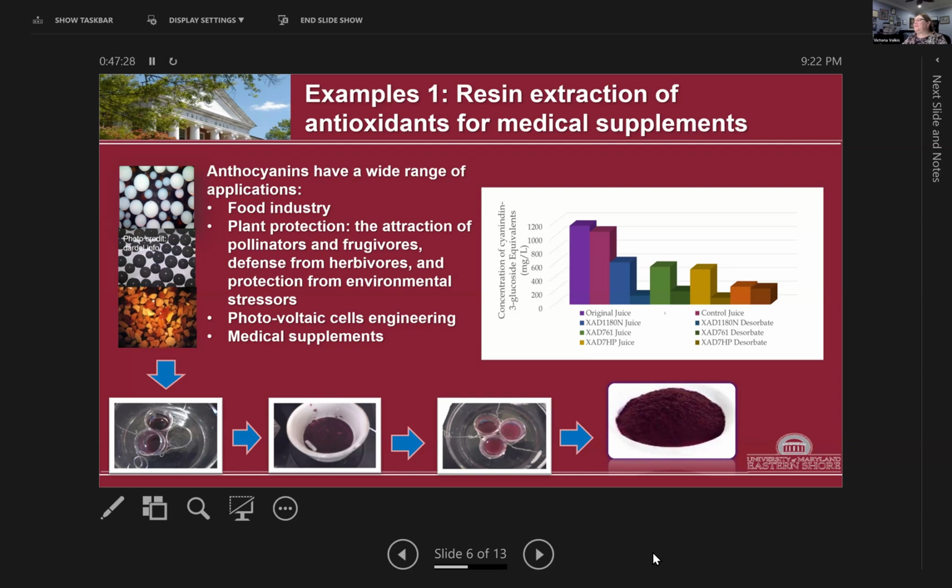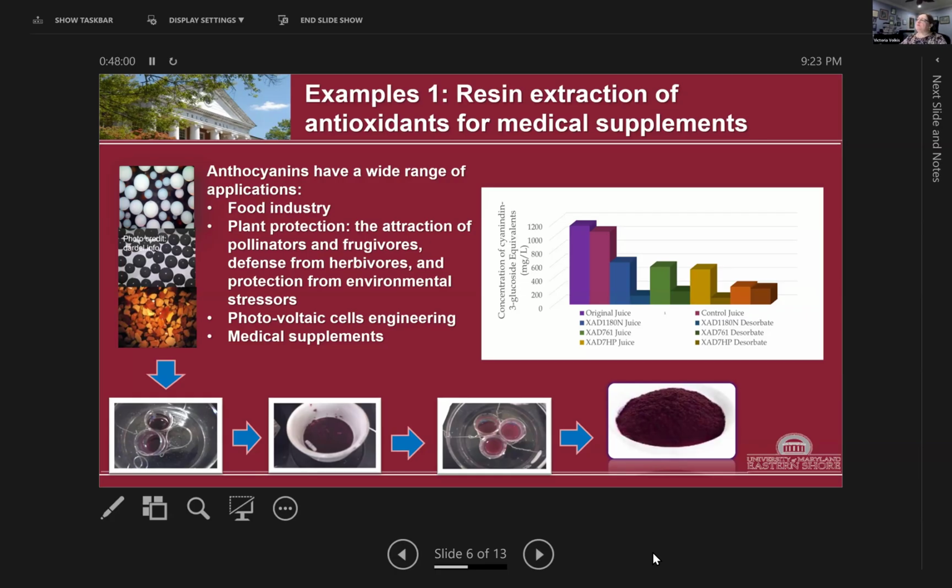It also has a photovoltaic process. It is a compound which is charged, and that is why it can be used as an electrolyte in all kinds of cells. And think about natural batteries that are not toxic for the human body that can operate, for example, pacemakers. So anthocyanins can be used there. And indeed, because of plenty of different health benefits, it can also be used as a medical supplement.